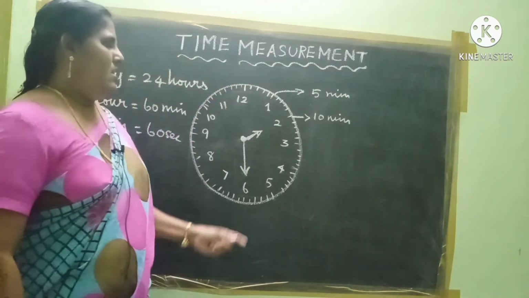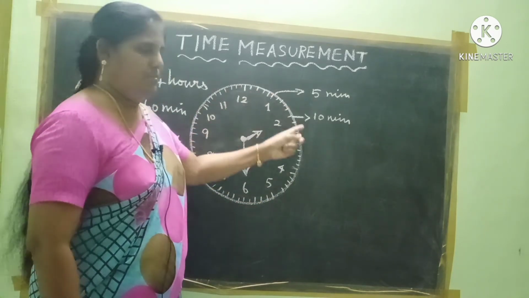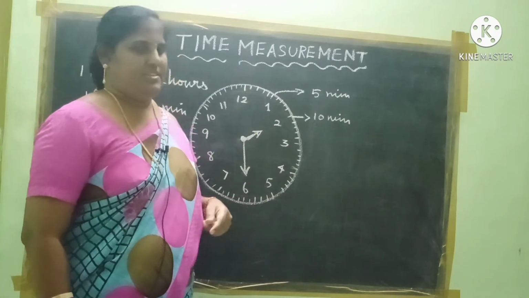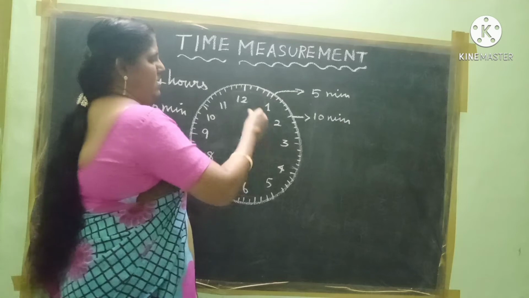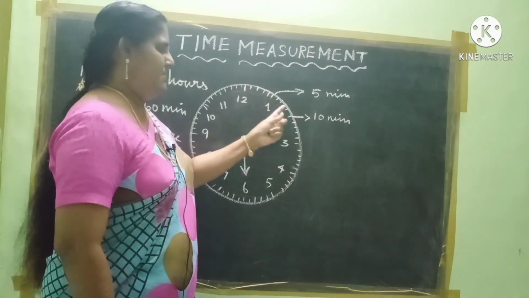Okay, children, let us see this. So totally, how many marks are there? Totally 60 marks. So that means 60 marks means 60 minutes, isn't it? So now let us see this.